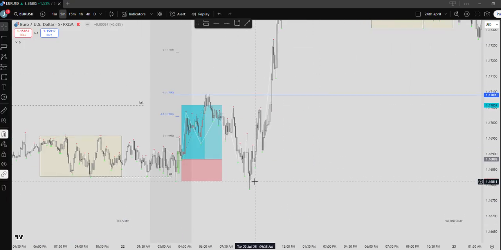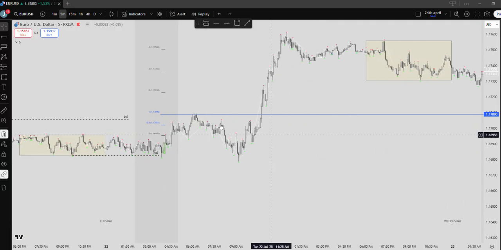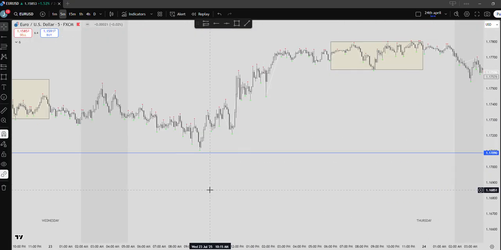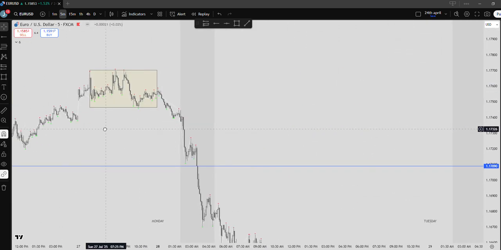But that's just it. This is in New York session. I'm just focusing on London session. But yeah, it works on gold, DAX, etc., etc.